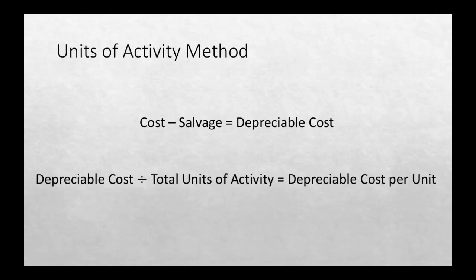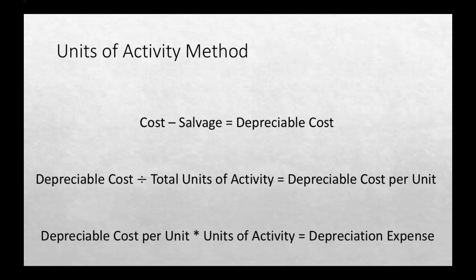Under units of activity, we're going to start off a similar way. We start off with cost minus salvage to get our depreciable cost. But then it changes up a bit. We take that depreciable cost and we divide it by the total units of activity in that asset's life. And that's going to get us a depreciable cost per unit. Then we take that depreciable cost per unit and multiply it by the units of activity during this 1 year, and that will get you your depreciation expense.